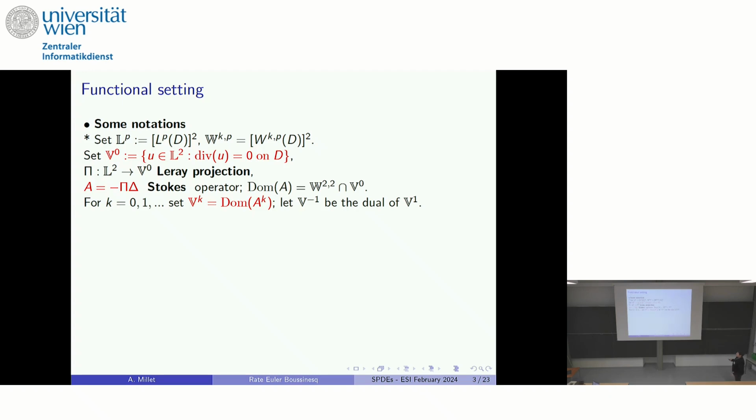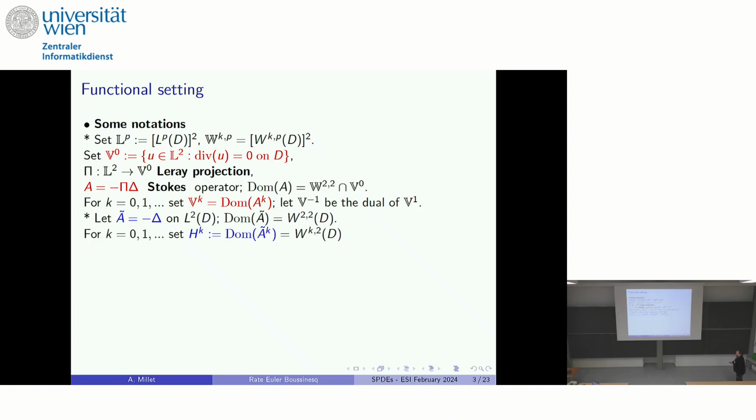V0 is going to denote the square integrable functions which are divergence free on the domain. Pi is the Leray projection. So the Stokes operator, strictly speaking, is not minus delta, it's minus pi delta. And Vk with double bar will denote the domain of A^k. And again, double bar means two-dimensional.